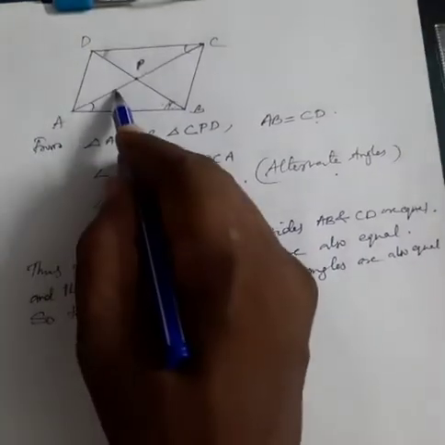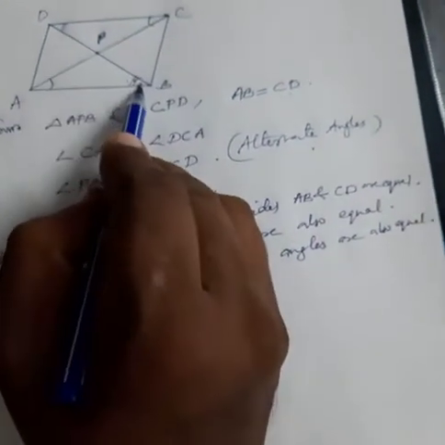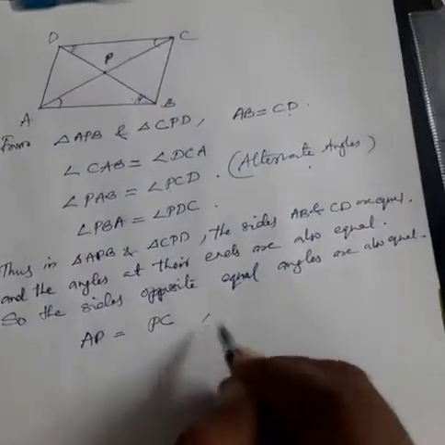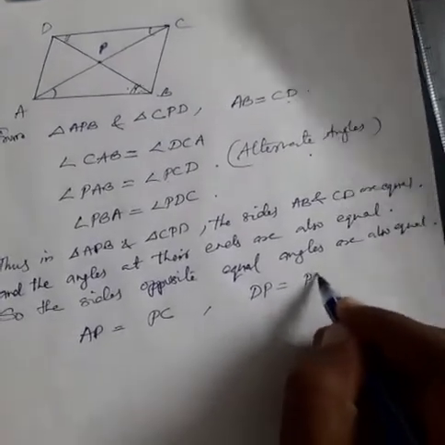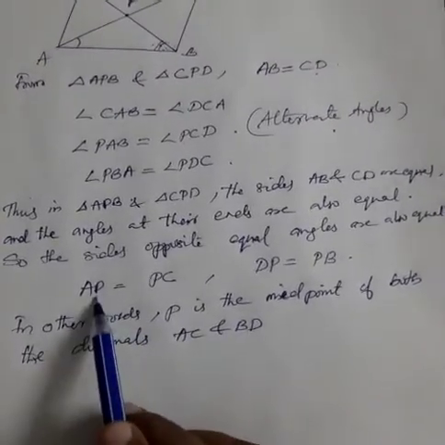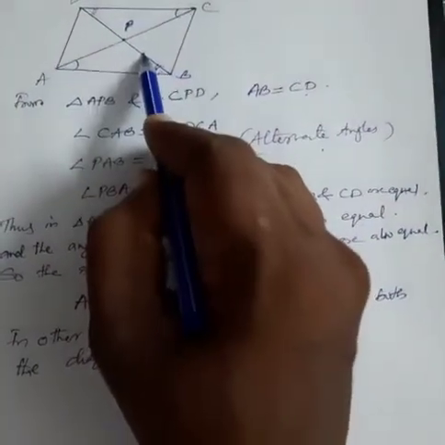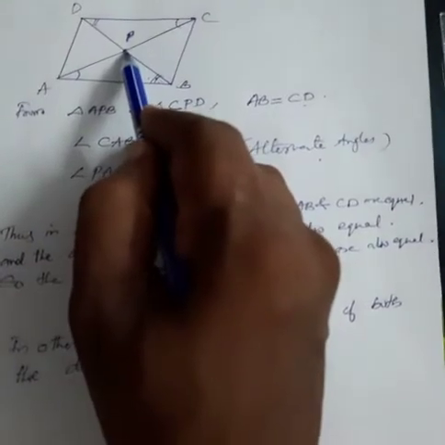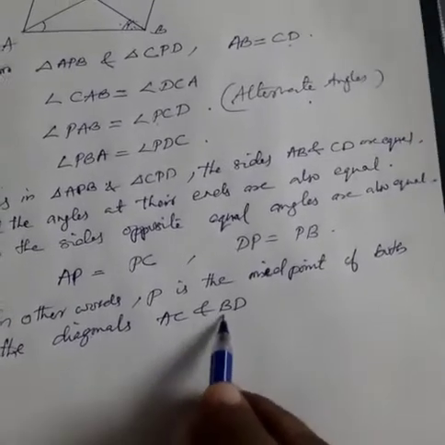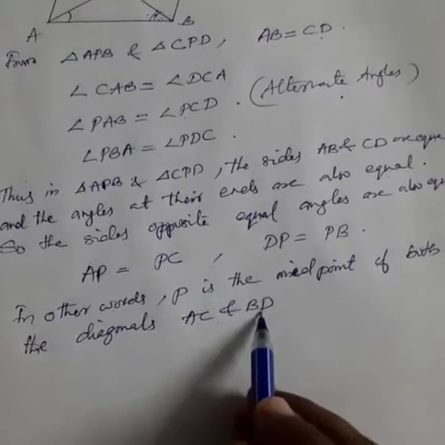So you can write AP is equal to PC and DP is equal to PB. These two lengths are equal. That means P is the midpoint. So in other words, P is the midpoint of both the diagonals, that is AC and BD.